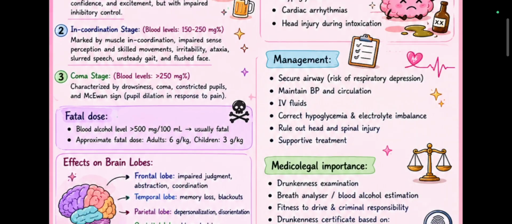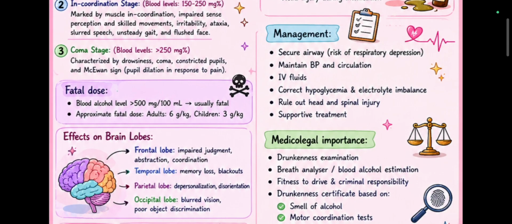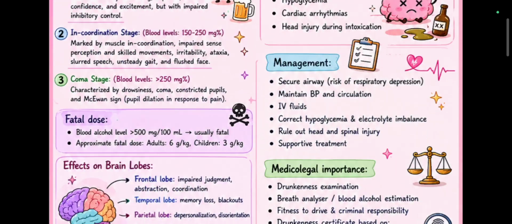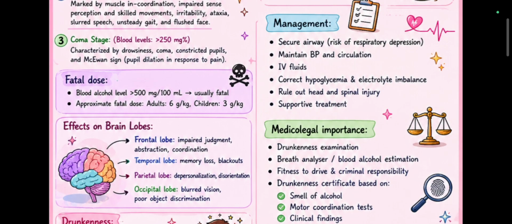Okay. Now, what is the fatal dose? Blood alcohol level, if increased to 500 mg per 100 ml, then it is usually fatal. Approximate fatal dose in adults is 6 gram per kg, and in children 3 gram per kg. Talking about effects on brain lobes, what effect does it have on the frontal lobe? Impaired judgment, abstraction, and coordination is also hampered. So impaired judgment is there, hampering of coordination is there, abstraction is also affected.